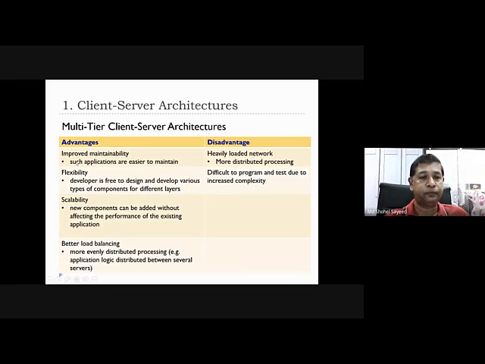Okay, number 1, in terms of advantages, this is improved maintainability. For example, applications are easier to maintain. If you look at the disadvantage, this is a heavily loaded network. That means more distributed processing will be done in the multi-tier server architecture.